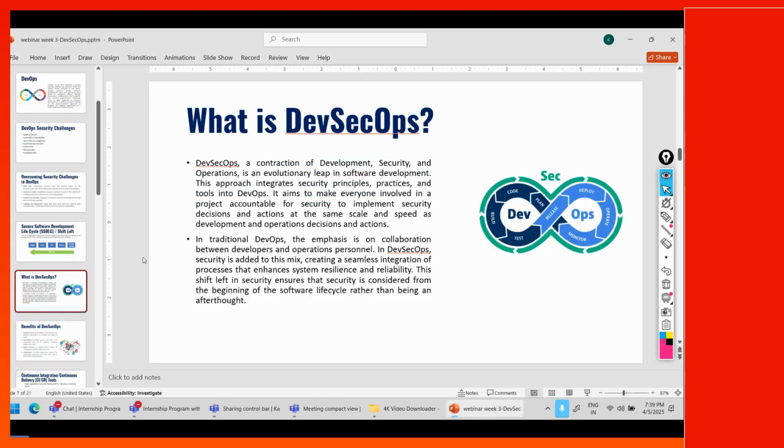So what is DevOps? Continuously integrating. What is DevSecOps? It is continuously integrating security in all stages of it, right? That is very much important. DevOps traditionally emphasizes collaboration between developers and operations. In DevSecOps, it added security, creating a seamless integration between system reliability. This shift left in security ensures that security is considered from the beginning of the software lifecycle rather than being an afterthought, right?